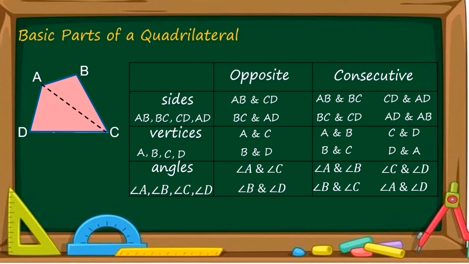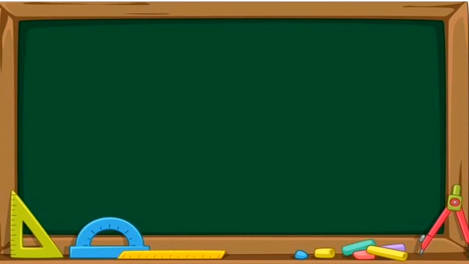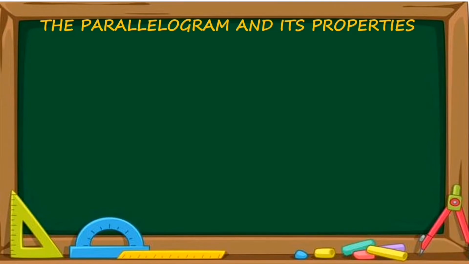When we connect the vertices A and C, then B and D, we produce the diagonals. The diagonals are AC and BD. We name this quadrilateral as quad ABCD. Quad is the abbreviation of quadrilateral. Now, let's proceed to our main lesson, which is the parallelogram and its properties.